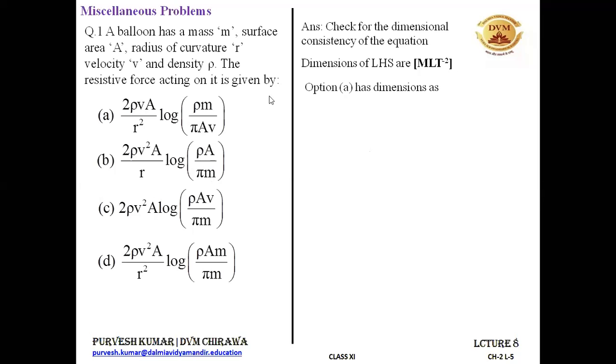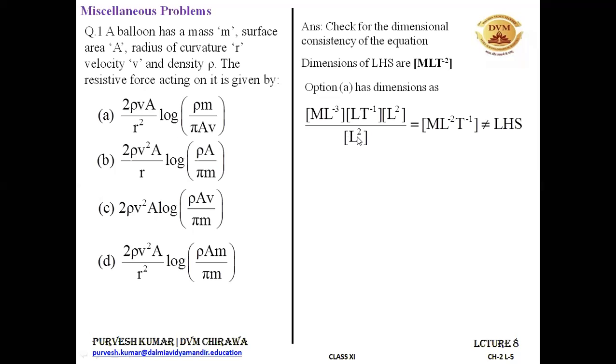For solving the dimensions of option A, this whole quantity will be dimensionless, so we just need to solve for 2 rho VA upon R square, because anything inside the log must be dimensionless. We won't pay any attention to this quantity. For rho, I can write ML minus 3. For V, I can write LT minus 1. For A, I can write L square, that is the area. And R square is L square, because it is the square of length.